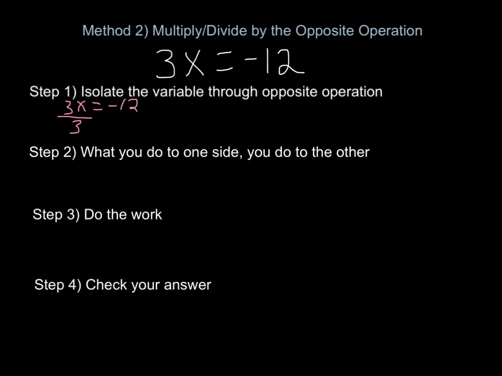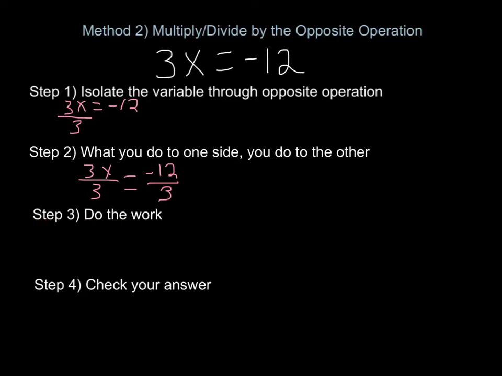Now we look at step 2, and it says what you do to one side, you do to the other. So if on this side we're dividing by 3, that means on this side we've also got to divide by 3, because what we do to one side here, we need to do to the other. Now we've set up step 2 and we're done. Step 3 just says do the work.